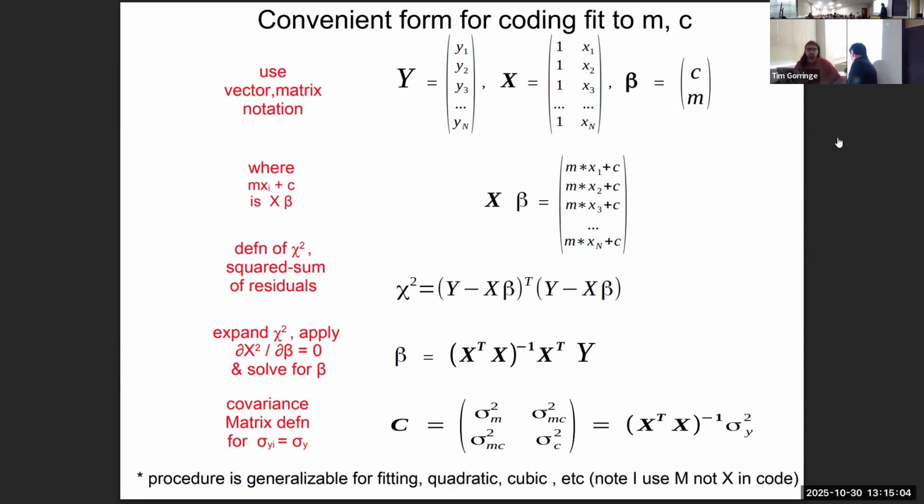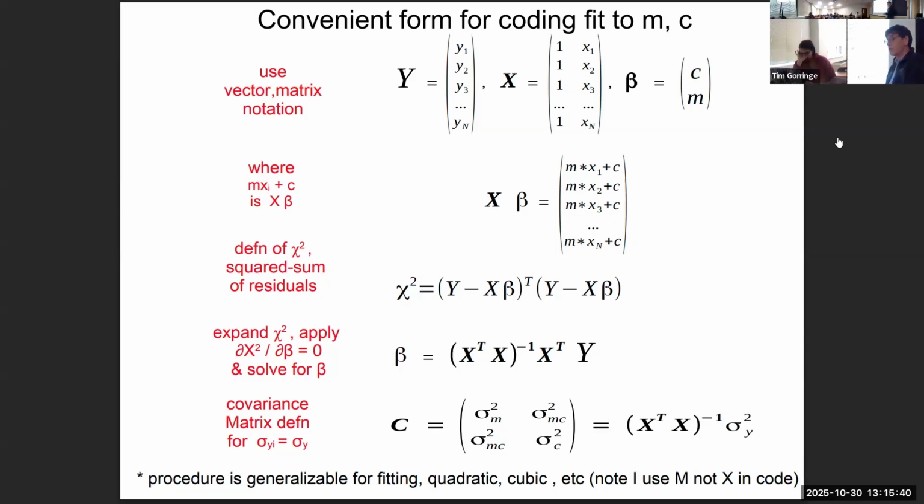Sigma m, sigma c are the standard deviations. Their squares are the variances on those uncertainties, and sigma mc are the correlations between the two parameters. Well, they're easy to calculate in this particular language. So you can calculate this 2x2 matrix, which contains the uncertainties and the correlations, by this equation here, which again involves these vectors and matrices that we've created, and here the uncertainties on the data points.